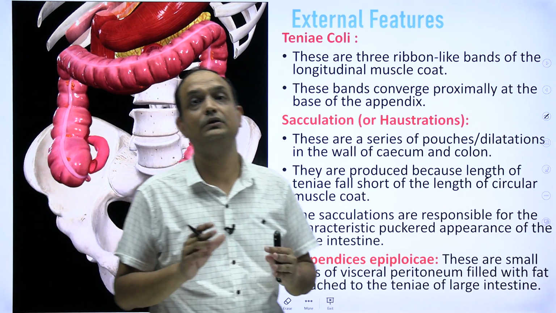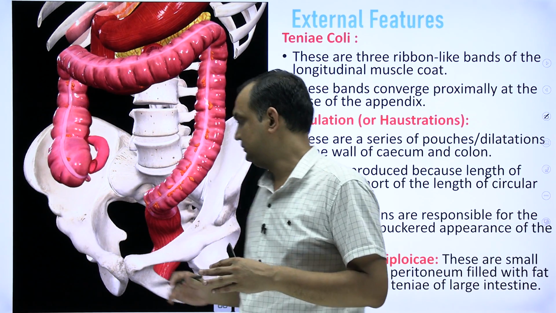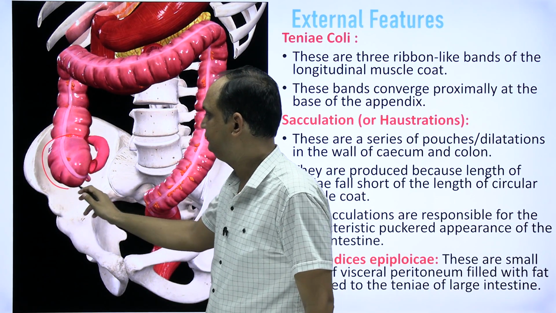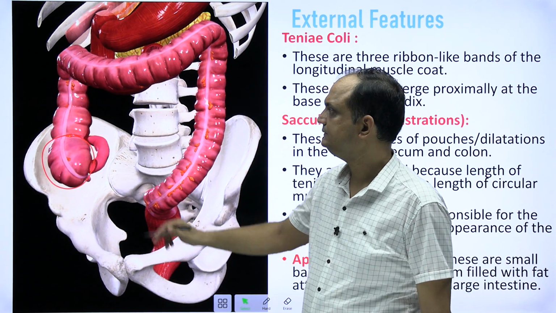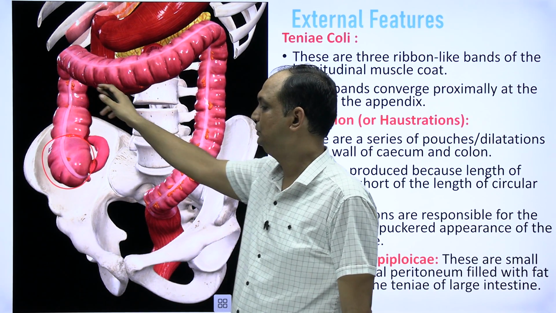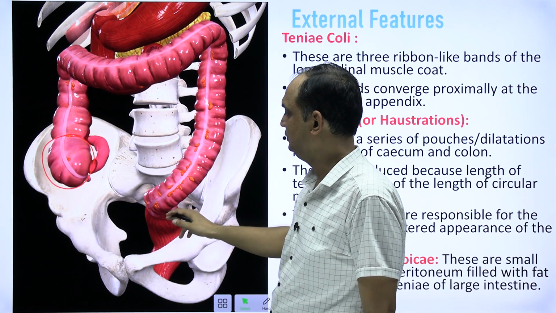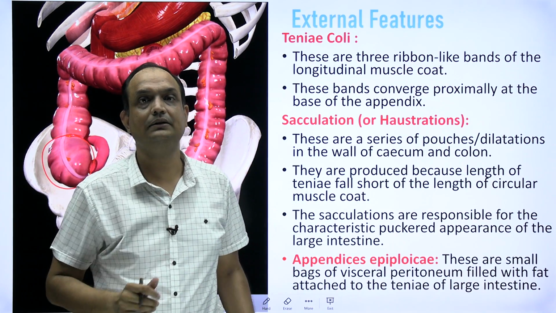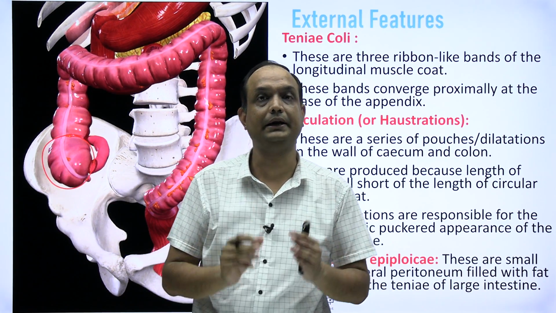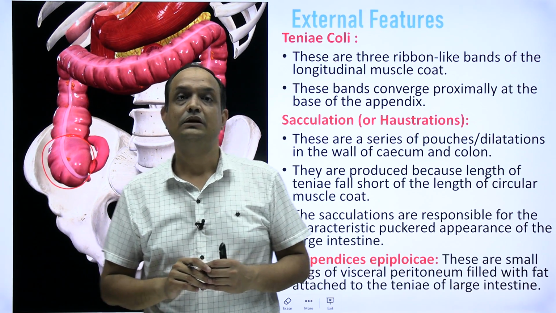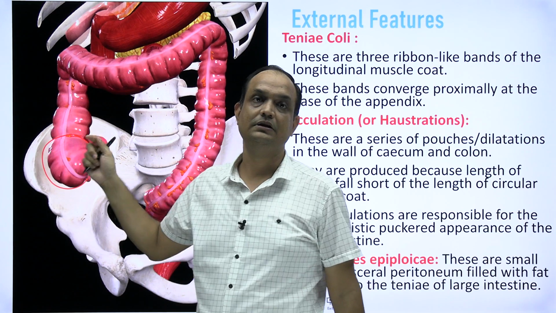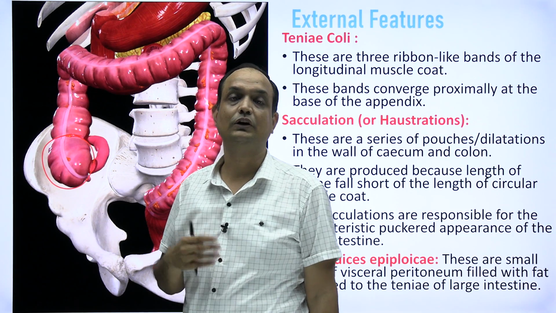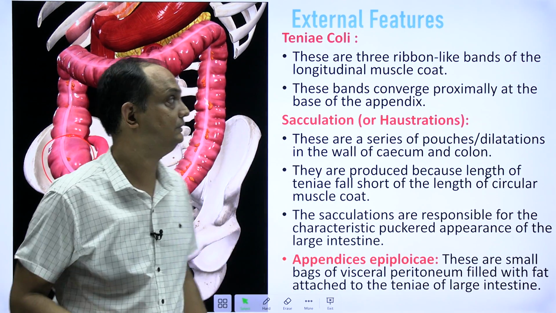So what are the external features you will find? As I already told you, the cecum is the very initial part of your large intestine. The large intestine has the ascending colon, transverse colon, descending colon, sigmoid colon, rectum and anus. Now the question is that there are a few common cardinal characteristic features of the large intestine. These features have to be present on the cecum also, because the cecum is also part of the large intestine. So what are these three important cardinal features of the large intestine?